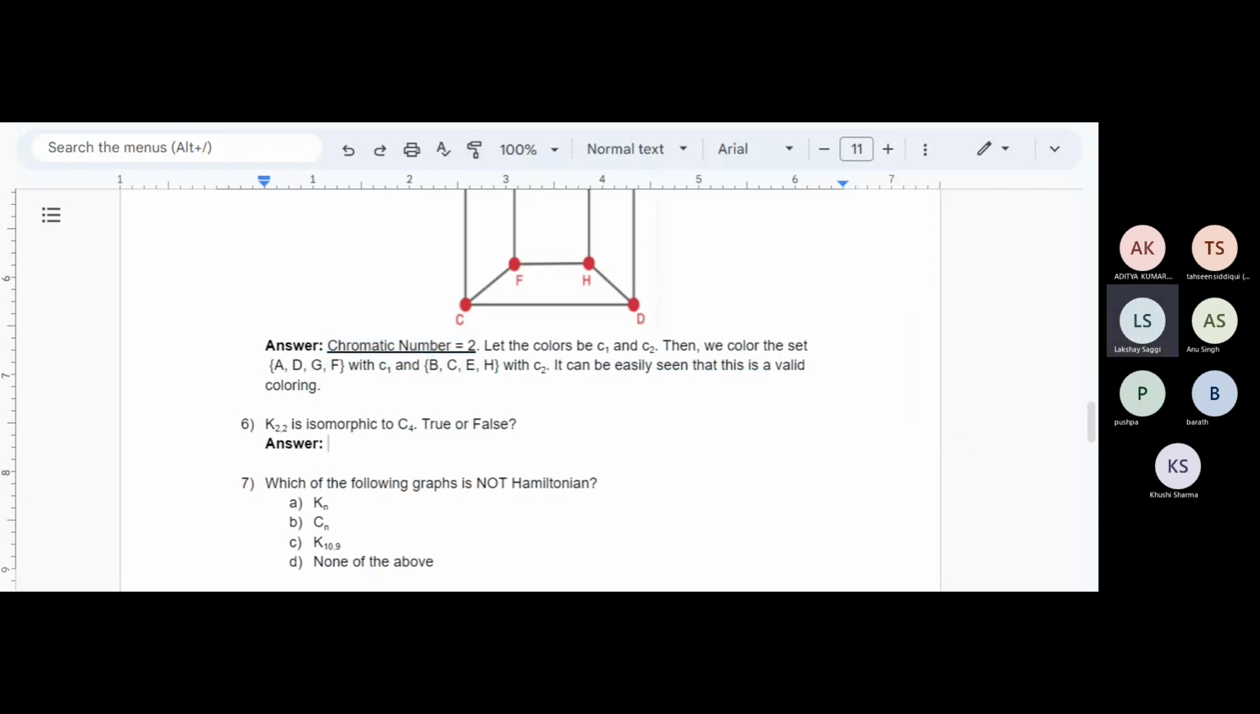So now coming back to the sixth question. The sixth question is saying K2,2 is isomorphic to C4. Is this statement true or false? So first of all, I hope you guys know what isomorphic is, right? Let's say you have to show that graph G1 is isomorphic to G2. One way to informally think of what isomorphic means is that if G1 is isomorphic to G2, then G1 and G2 are just the same graphs but have different labelings of vertices.